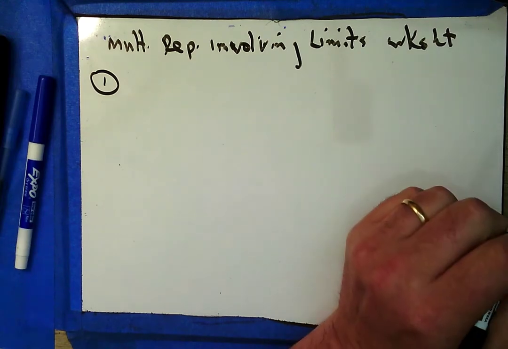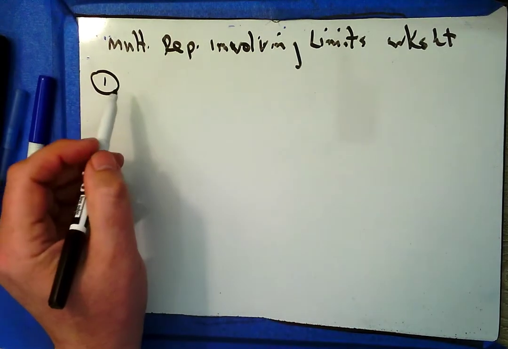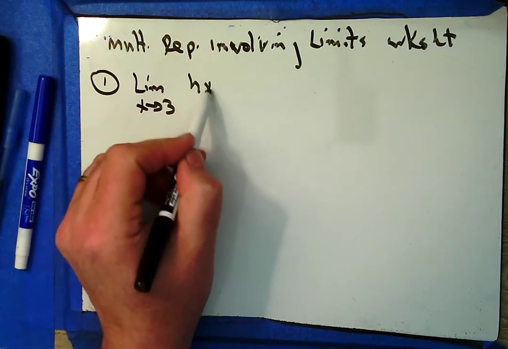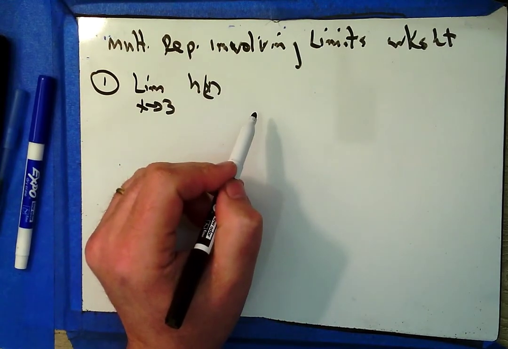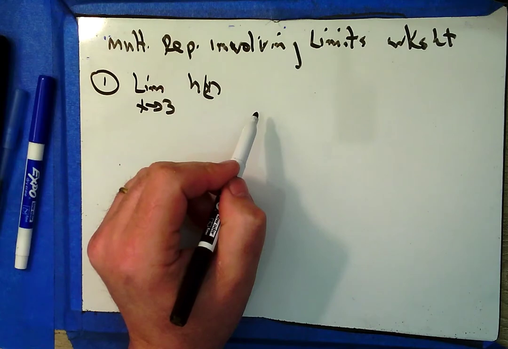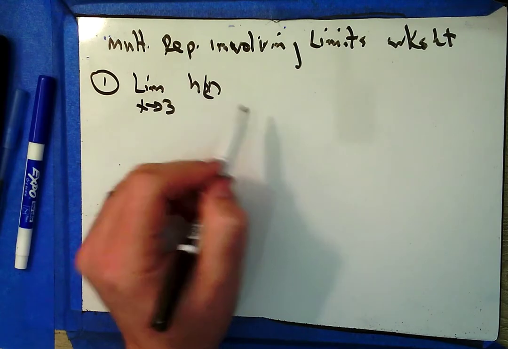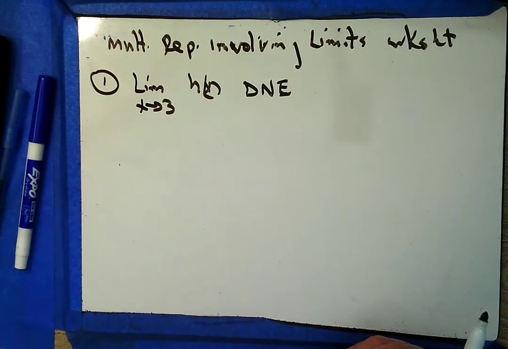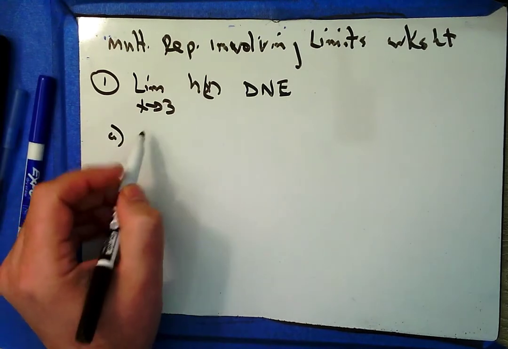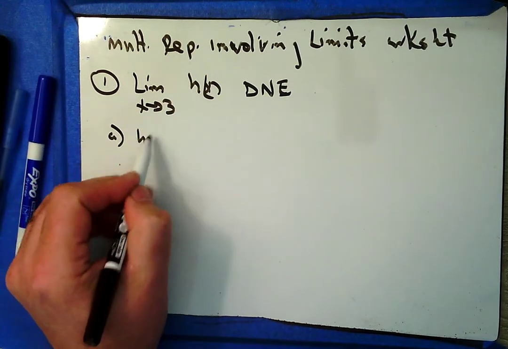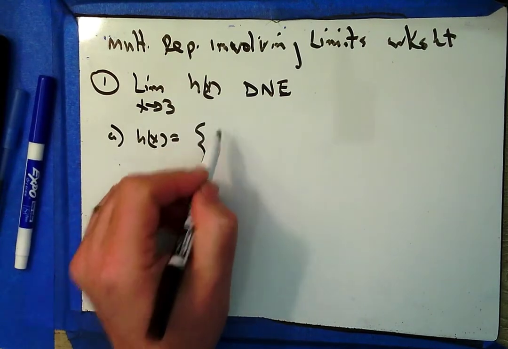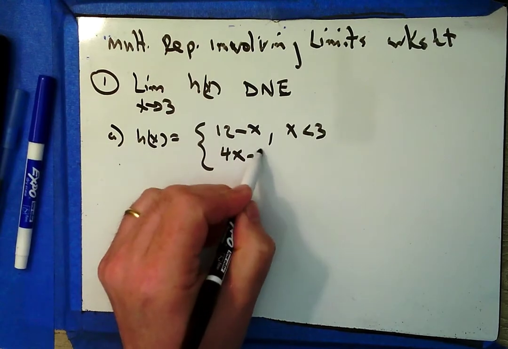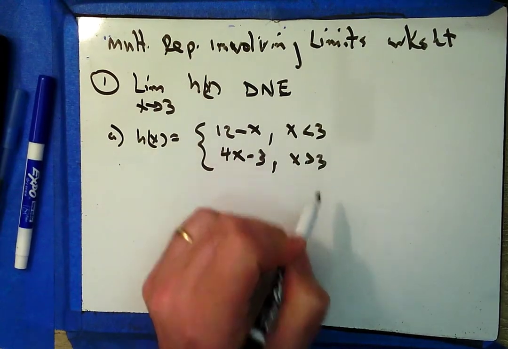And they ask me here the limit as x approaches 3 of h of x, such that this limit does not exist. Which of the following does not exist? Which of the following could be h? Okay, so in A, we're given a piecewise function, h of x equals 12 minus x for x less than 3, and 4x minus 3 for x greater than 3.